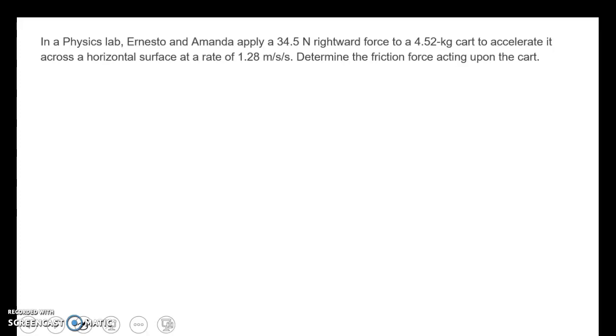And then lastly, we have a 34.5 Newton rightward force on a 4.52 kilogram cart accelerated across a horizontal surface at a rate of 1.28 meters per second squared. What is the frictional force acting on the cart? Again, free body diagram. Always include gravity. Normal force and gravity are going to be equal, which is going to be 4.52 times 9.8, which when we do that math, we get an answer of 44.3 newtons.